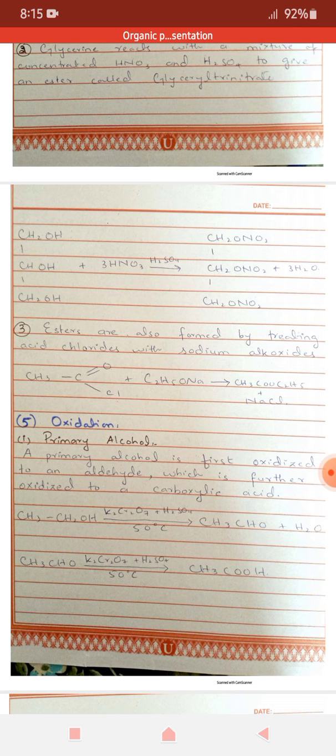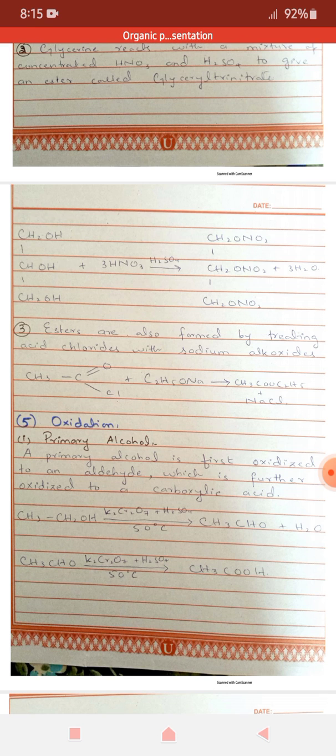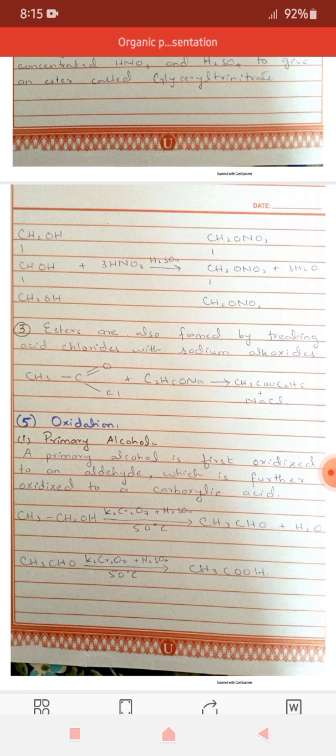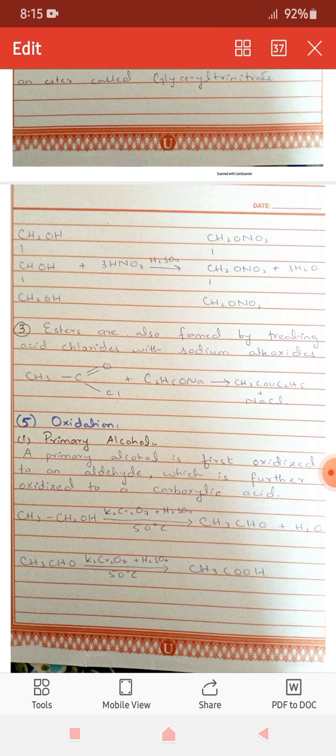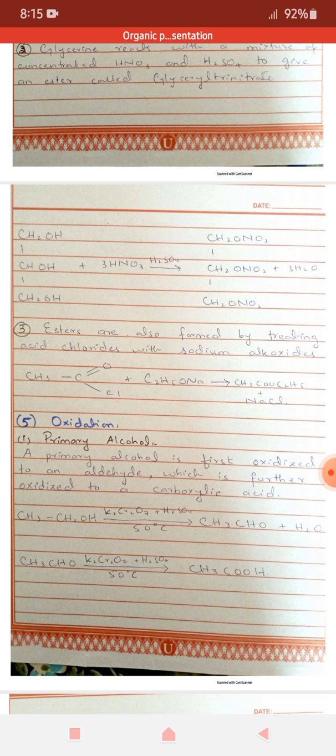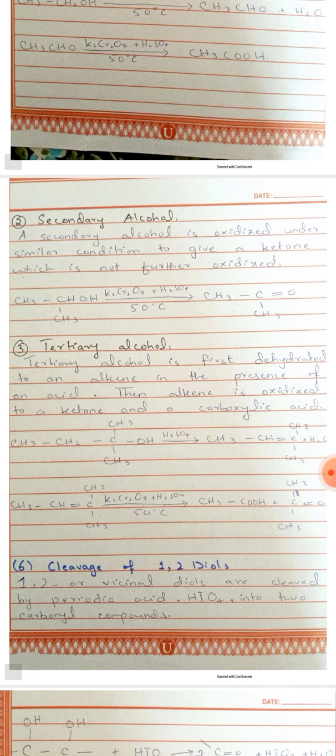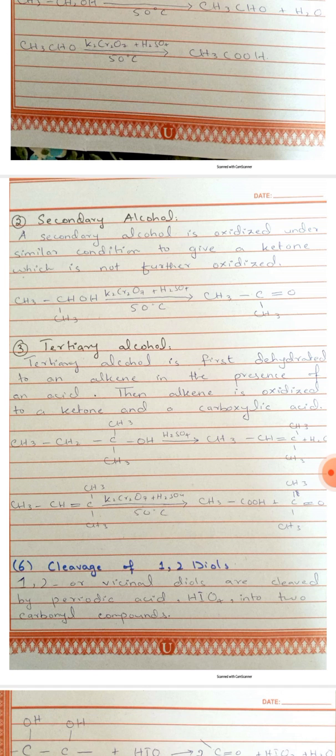example. Fifth one is oxidation. Coming towards oxidation of primary alcohol, a primary alcohol is first oxidized to an aldehyde, which is further oxidized to a carboxylic acid in the presence of potassium dichromate and sulfuric acid at 50 degrees C. Coming towards oxidation of secondary alcohol, a secondary alcohol is oxidized under similar conditions to give a ketone, which is not further oxidized in the same conditions.